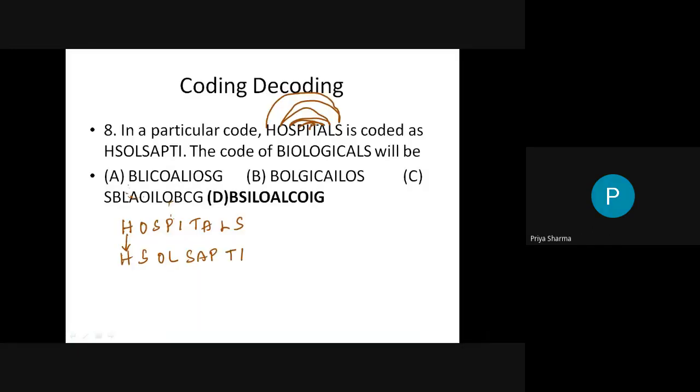Yes, sir. So for biologicals, the same method you need to follow. As per procedure, first letter, then last letter. Now stop here, look at the answers. HS is appearing only in D. No other options have HS. Just tick and move on. It saves your time. If you take the entire procedure, it eats up 5 minutes. Be smart.